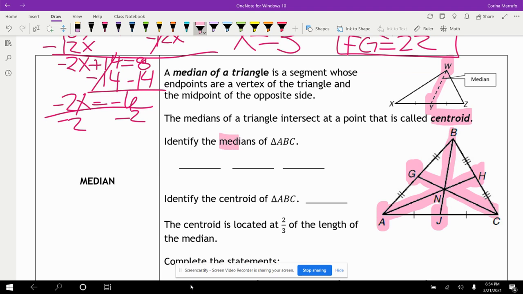So then our medians are going to be JB, and then we have GC, and we have H, which is a midpoint, and it connects to the vertex, which is A. Now it says identify the centroid. So the centroid is a point right in the middle. So our point right in the middle here is N.